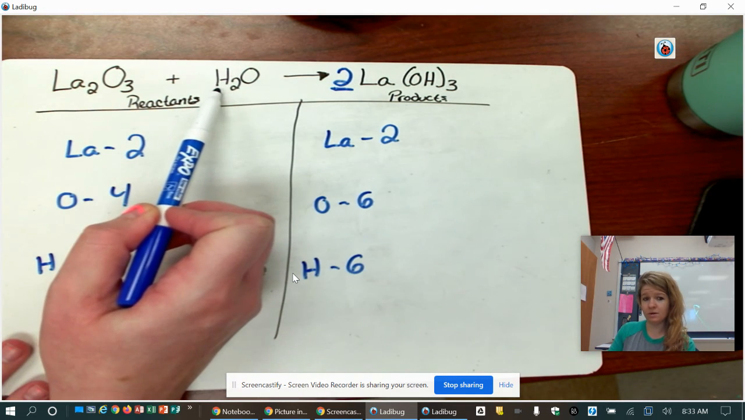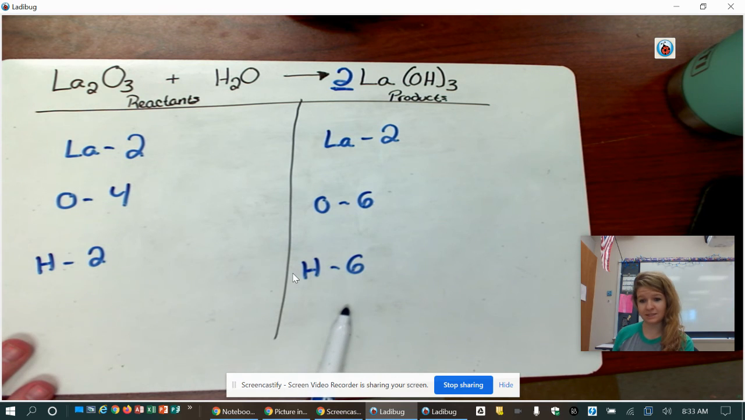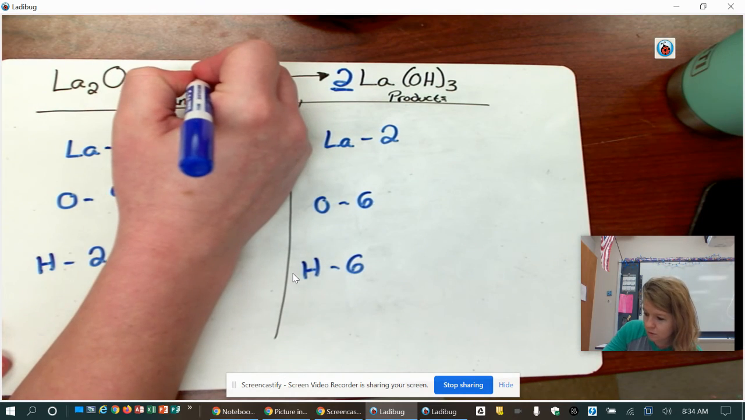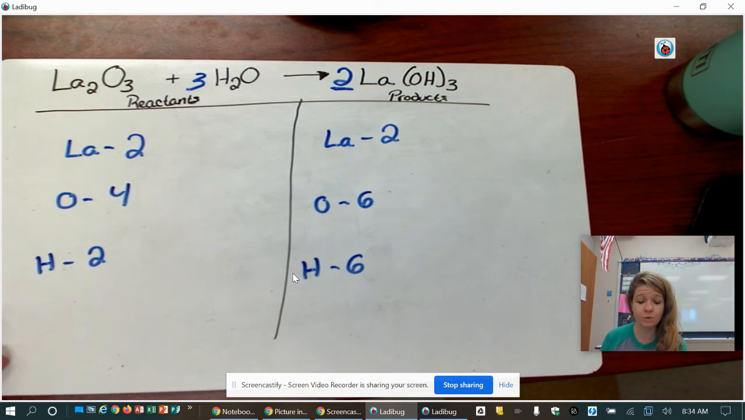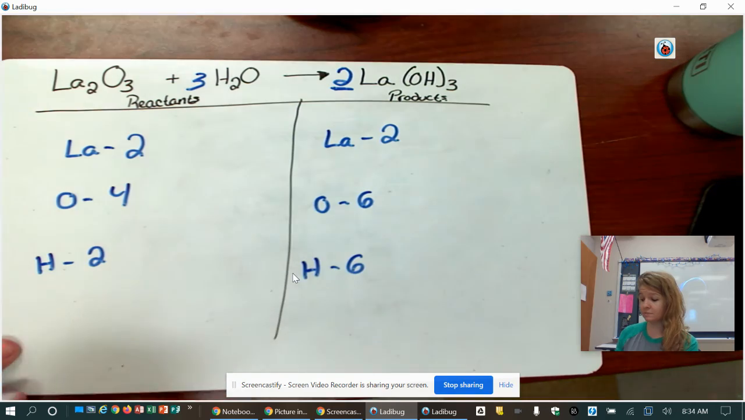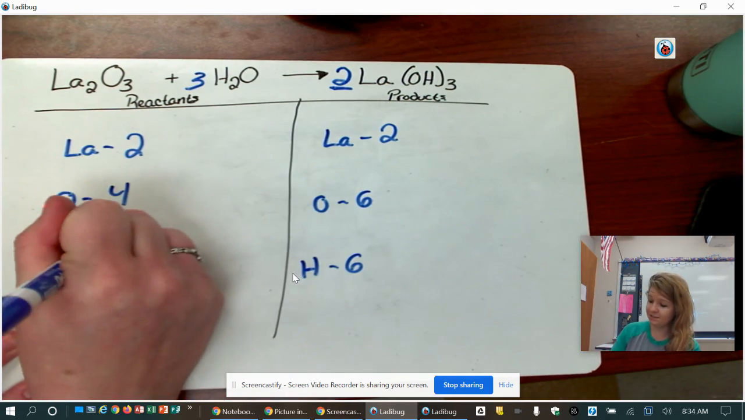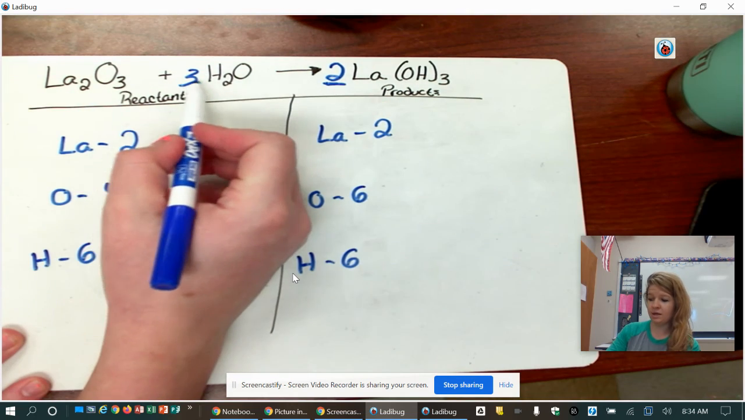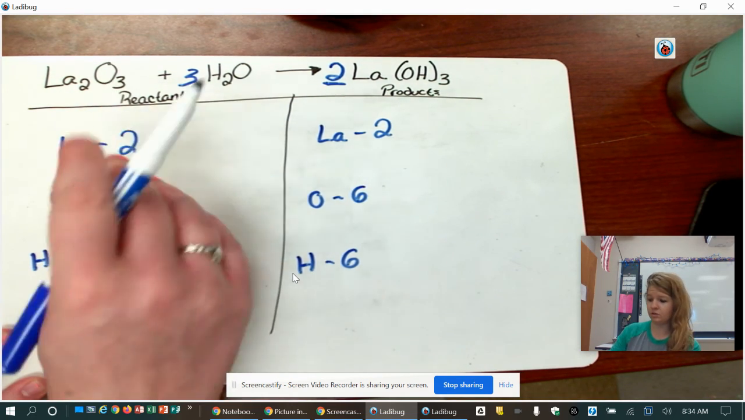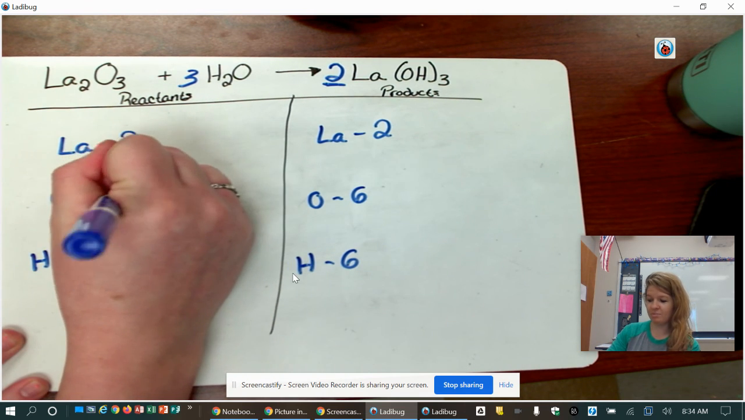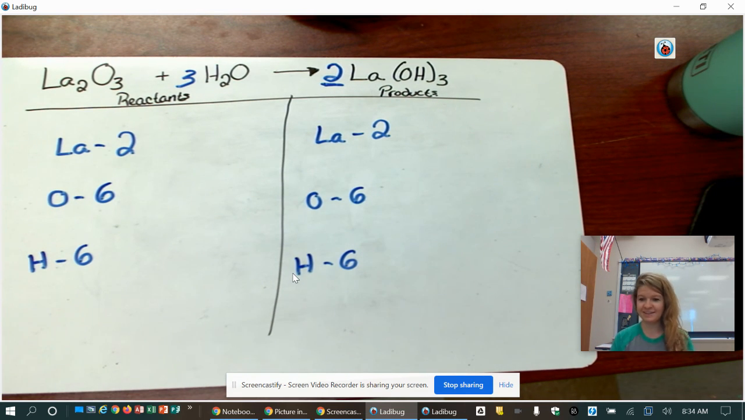I have 2 up here. How can I get from 2 to 6? The easiest way, multiply by 3, right? So you put your coefficient here, that's telling us that we have 3 water molecules. Now remember, we're not making any bonds, we're increasing the quantity. So we have 3 of those, multiply that through, I now have 6 hydrogens, I have 3 and 3 oxygens, and it just so happens that that balances out nicely. So that is balancing in a nutshell.